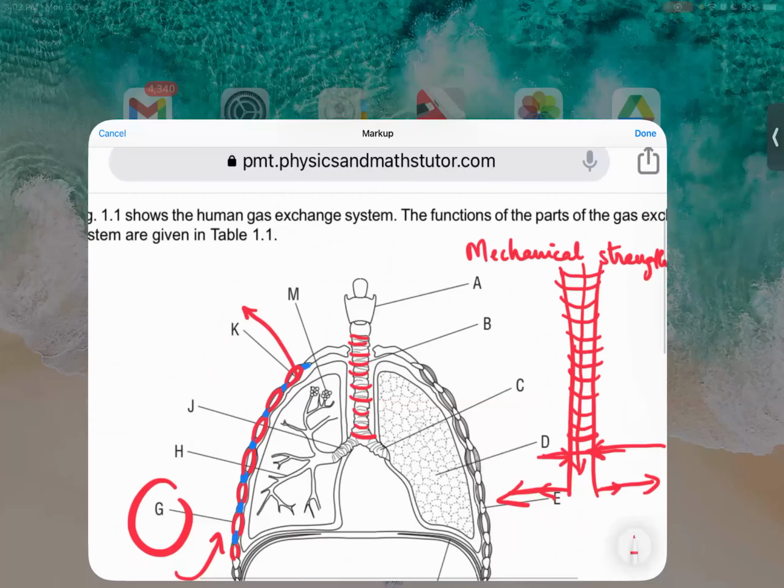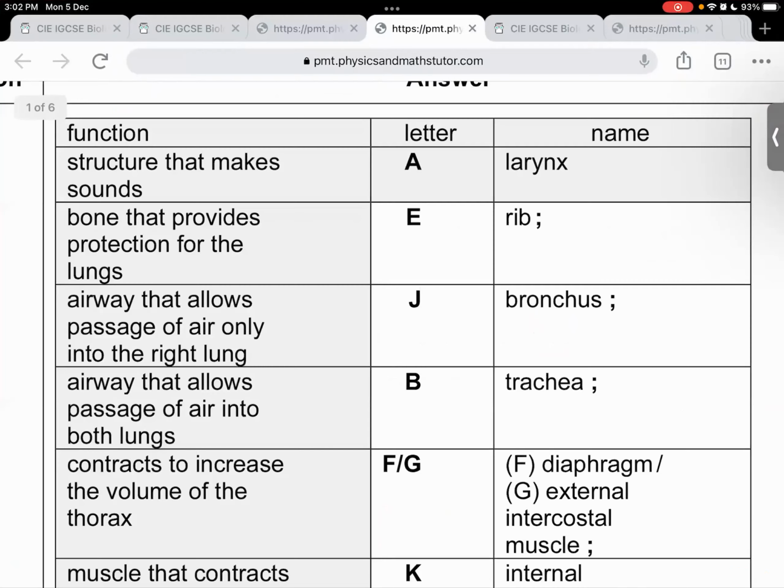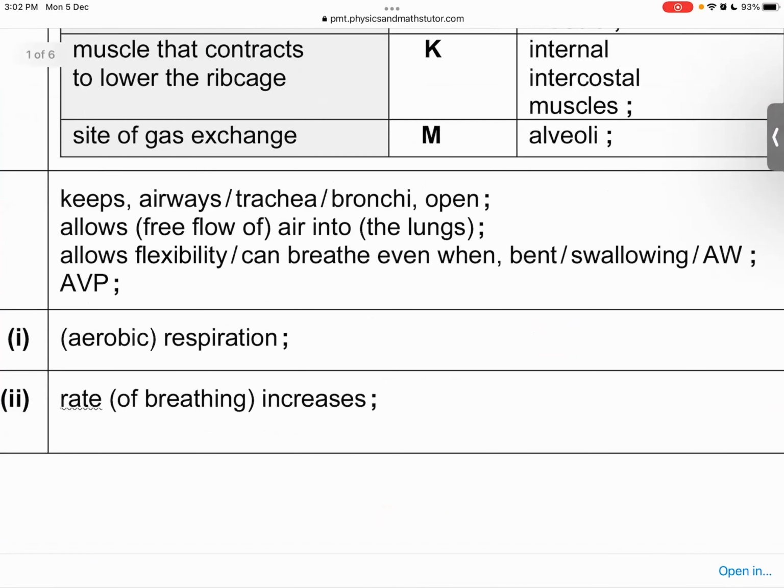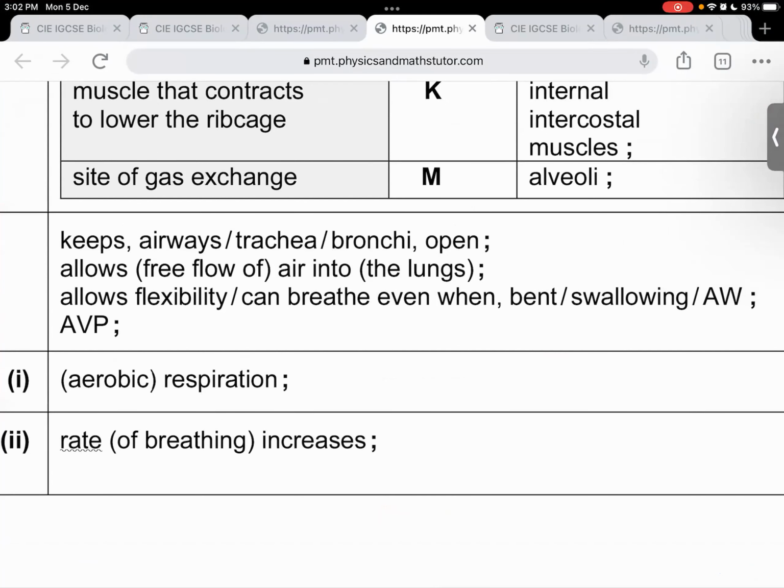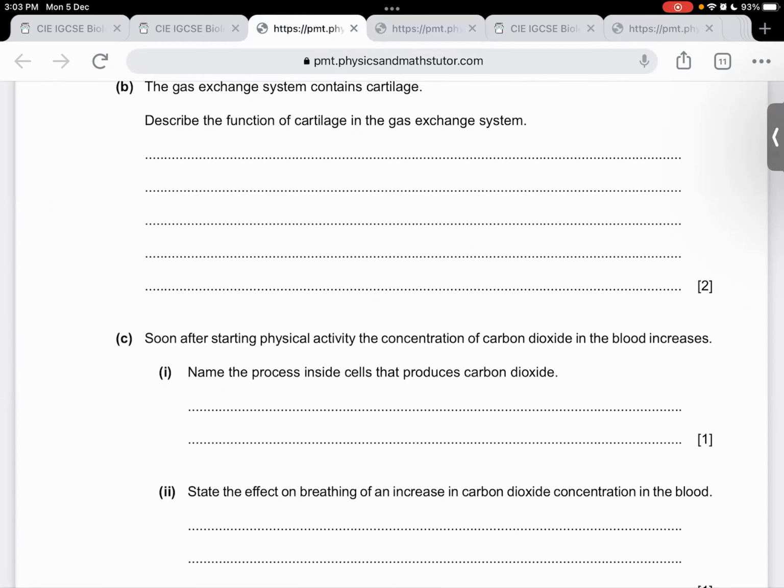Let's look at the mark scheme. Let's see the mark scheme. See, keeps airways open, allows free flow of air to the lungs, allows flexibility, can breathe even when... Basically mechanical strength, if you write that too, see what the examiner is saying: alternate valid point, AVP. So when you write the mechanical strength point, the examiner will never cancel it. So what is the purpose? You are giving it mechanical strength so that it should not collapse, that is one point. And what do you actually want by the end of the day? You want the air to continuously keep flowing in, and how are you ensuring that to happen? The only way to ensure that is to have cartilage in the gas exchange system.